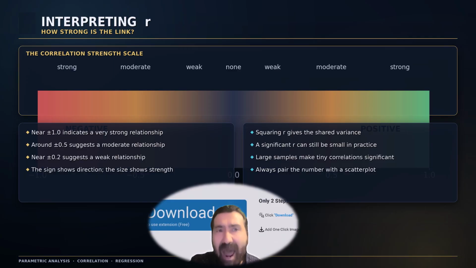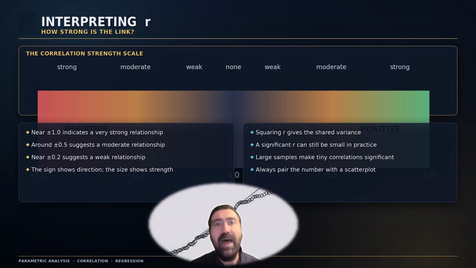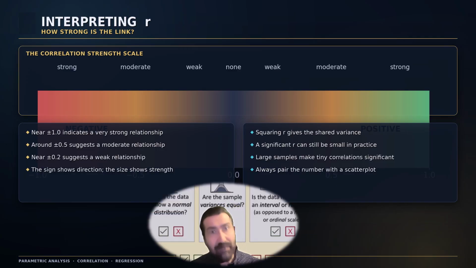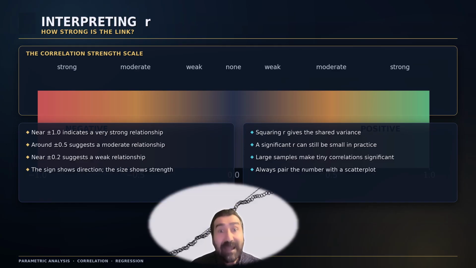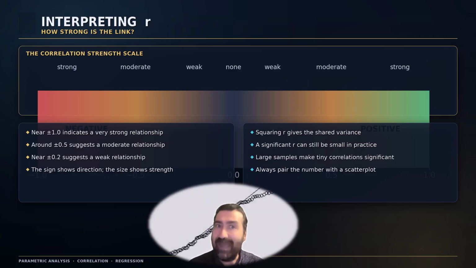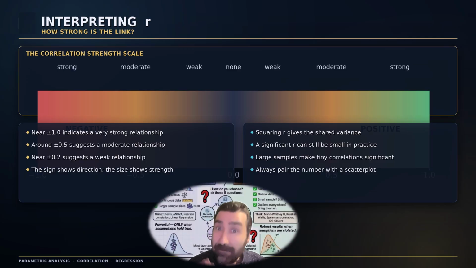Now, here's a subtle point that trips up an enormous number of people, so let me slow down. The sign and the size of r are telling you two completely different things. The sign, plus or minus, tells you the direction. Do they move together or in opposite directions? The size, how far it sits from zero, tells you the strength. How tightly do they actually track each other? So a correlation of -0.8 is exactly as strong as a +0.8. They are equally strong. They just point opposite ways.